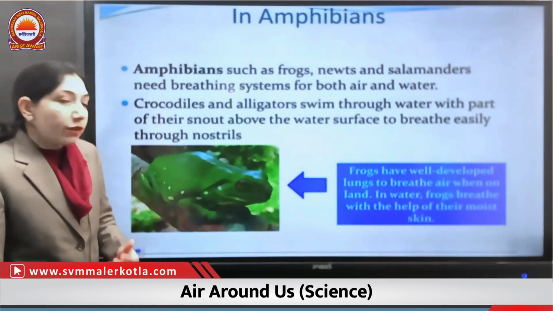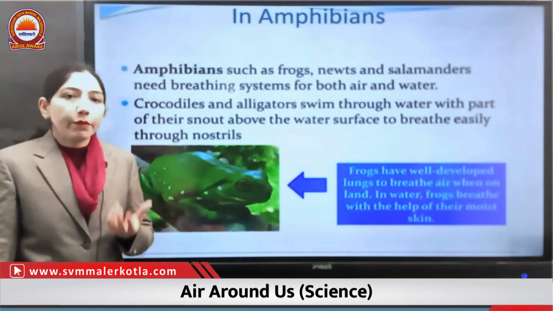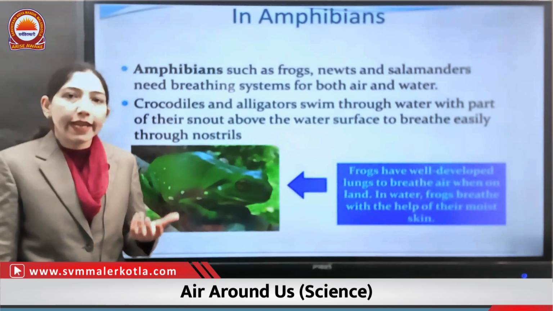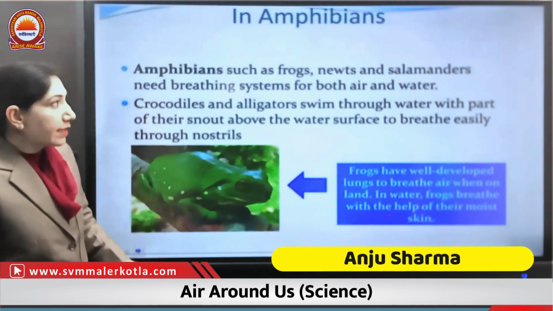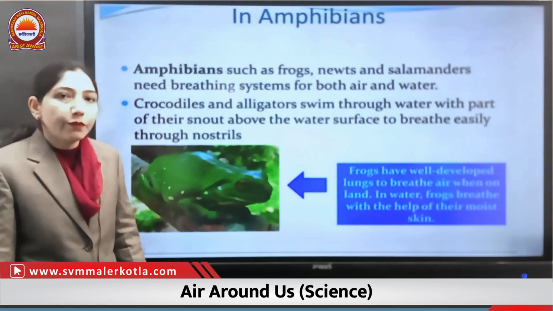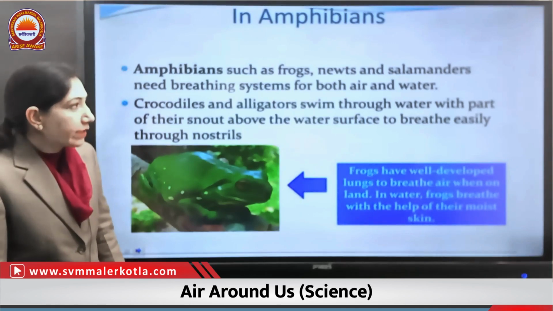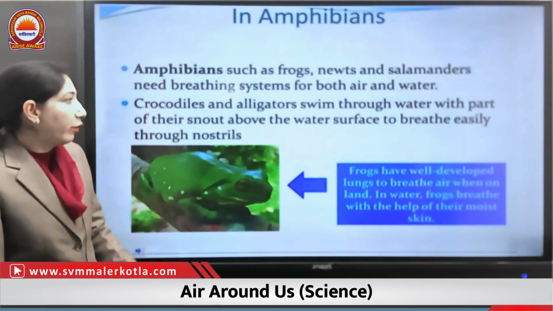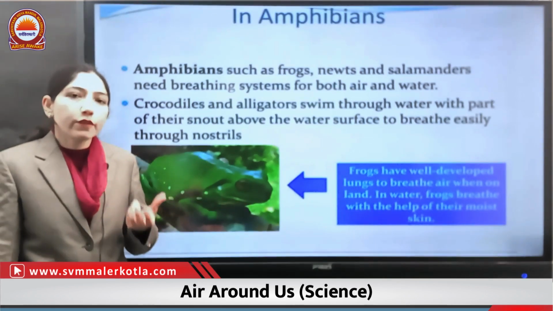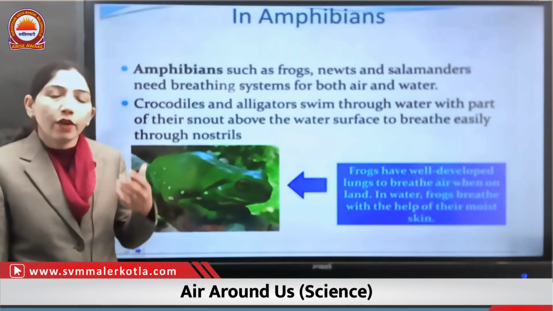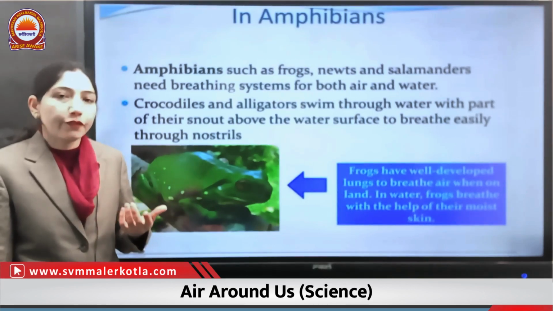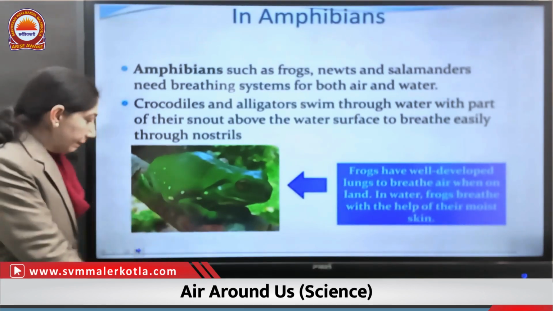In amphibians, what is the importance of air? Firstly, we come to know what amphibians are. Amphibians are those animals that can live both on land as well as in water. Amphibians such as frogs, newts, salamanders need a breathing system both for air and water. Crocodiles and alligators swim through water with part of their snout above the water surface to breathe easily through nostrils. A frog is also an amphibian, but it uses different breathing organs on land as well as in water. In water they breathe through their moist skin, and when the frog is on land they use lungs.